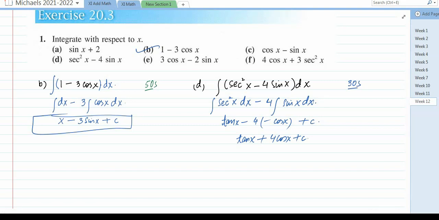Alright, so after part D, moving towards part F here, B, D, and then F. So for part F, it's 4 cos x plus 3 sec square x. Alright, so you have a time of 60 seconds. Give it a try. Start.